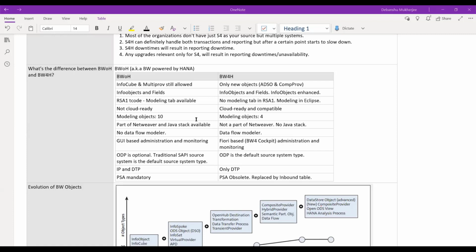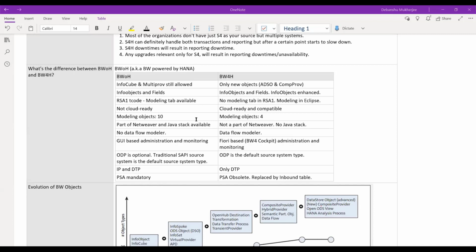BW on HANA is a part of NetWeaver, and Java Stack is available in BW on HANA. BW4HANA is no more a part of NetWeaver stack. Please remember that, guys. And it does not have any Java Stack anymore. So at the time of migration, this is one of the tasks for Basis guys to decouple the Java Stack and then migrate your existing BW to BW4HANA. So there is no Java Stack and it's not a part of NetWeaver.